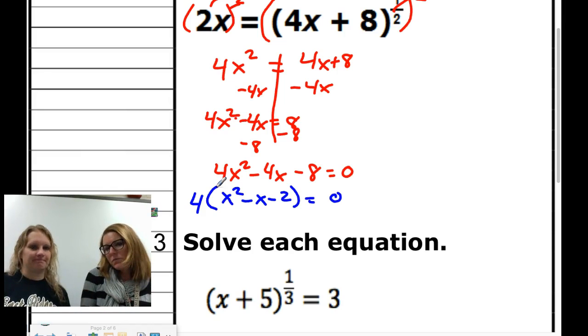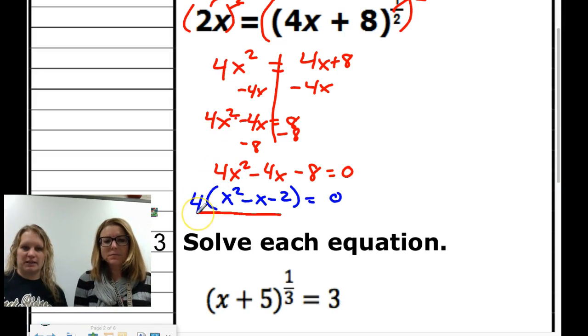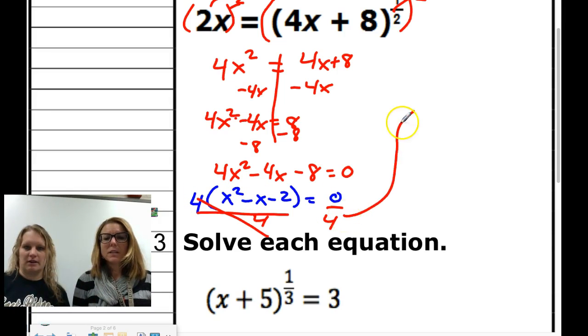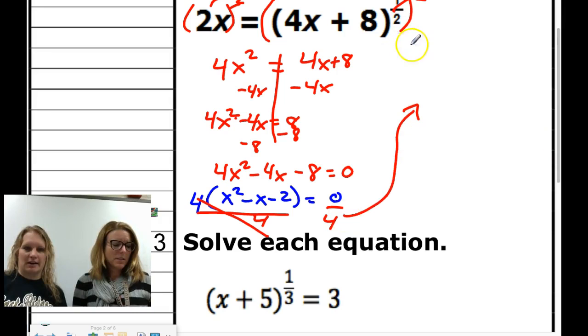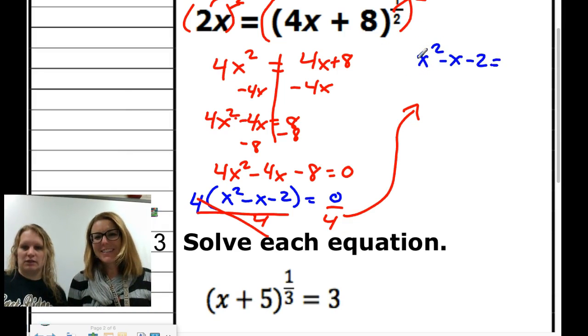Now look what we have. We have an equation, so let's get rid of that 4. Divide both sides by 4. Those cancel. So now we're left with x squared minus x minus 2 equals 0.